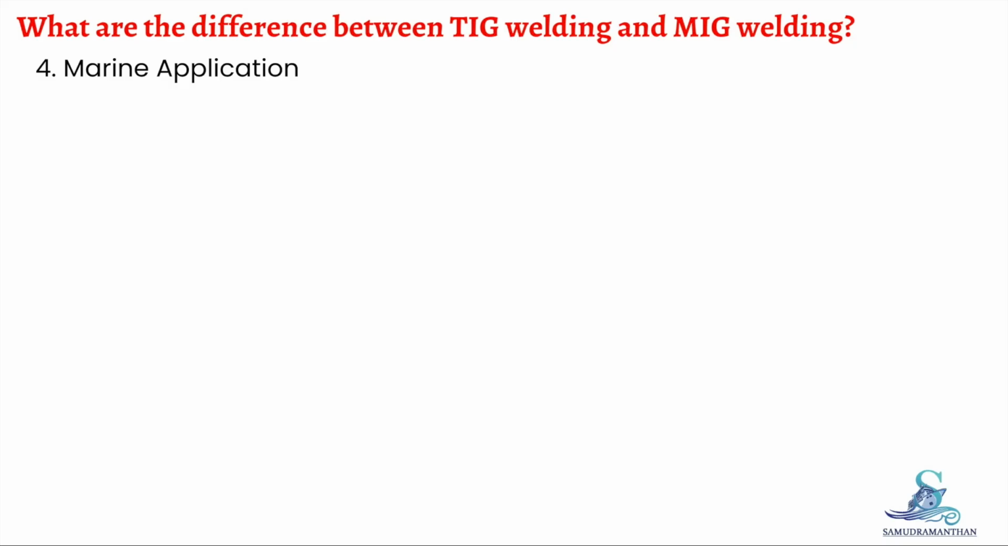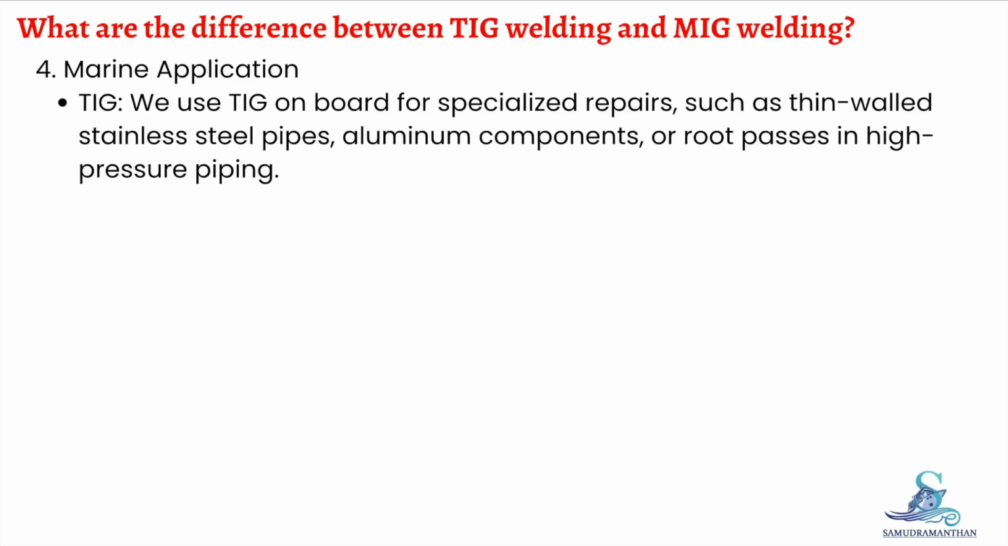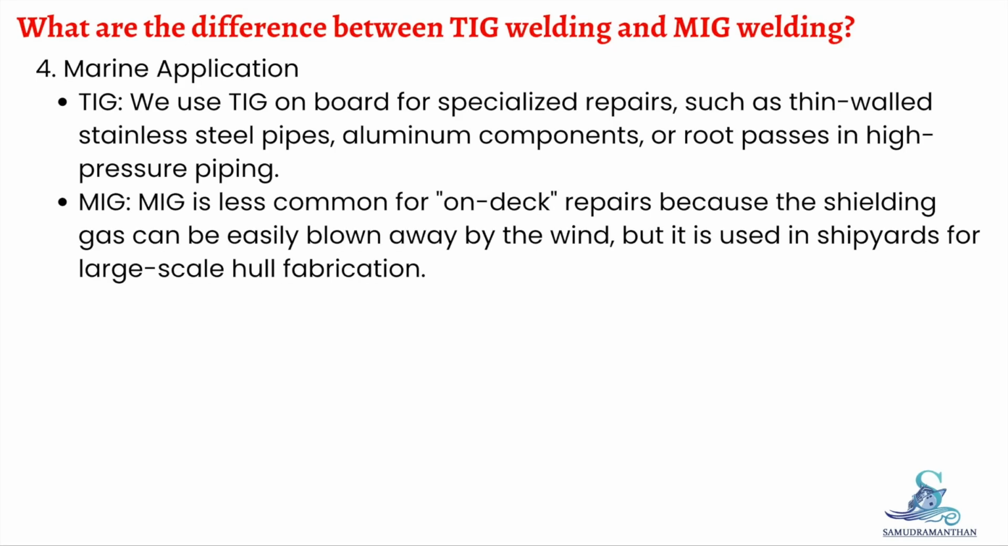Marine application. TIG, we use TIG on board for specialized repairs such as thin-walled stainless steel pipes, aluminum components, or root passes in high-pressure piping. MIG is less common for on-deck repairs because the shielding gas can be easily blown away by the wind, but it is used in shipyards for large-scale hull fabrication.